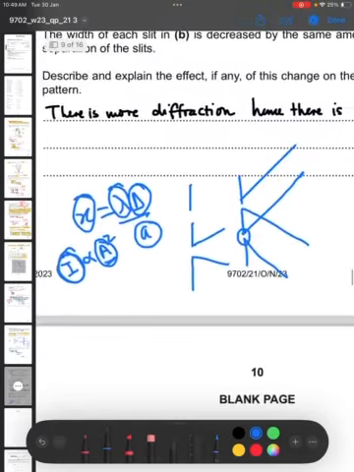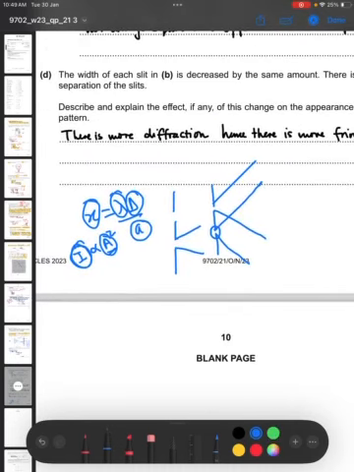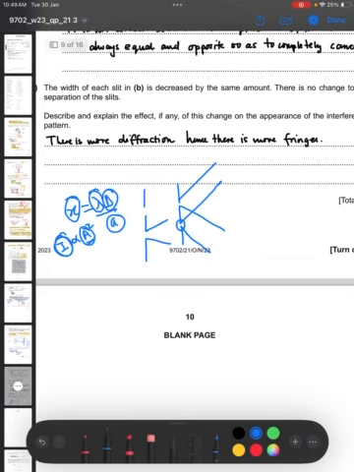So that is an effect, if any. That's one of the effects that I am explaining here. The bright fringes will be less bright. Remember, we are supposed to describe and explain. So the bright fringes will be less bright. I didn't write that answer particularly here. Since the wave is spread out more due to more diffraction when the slits are less in width. That's the explanation for that.